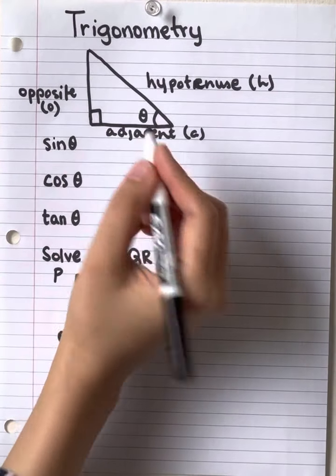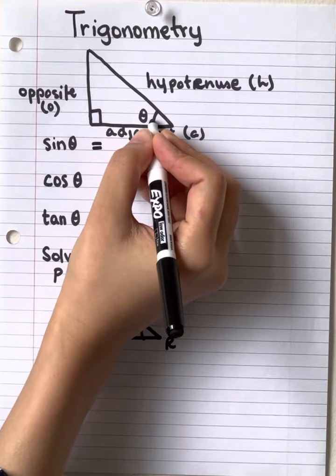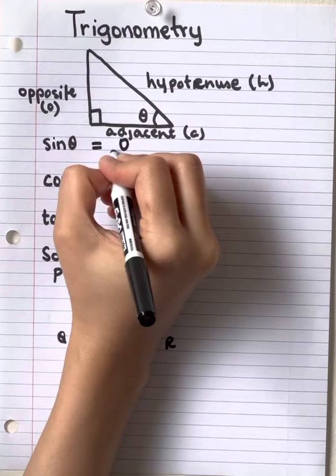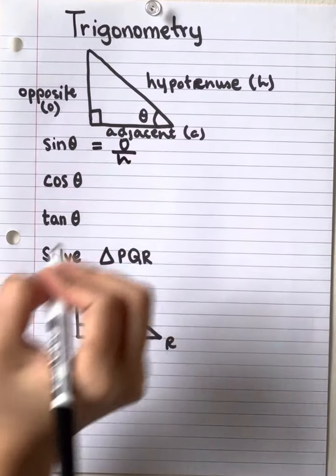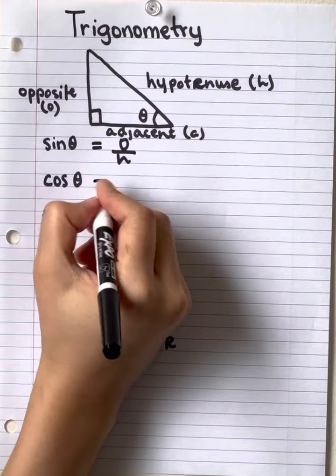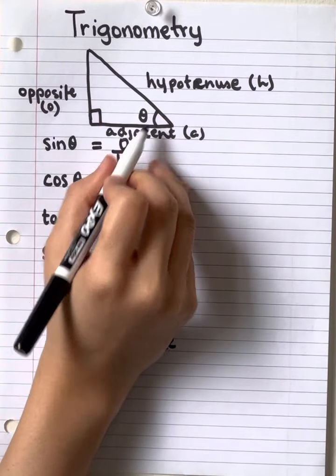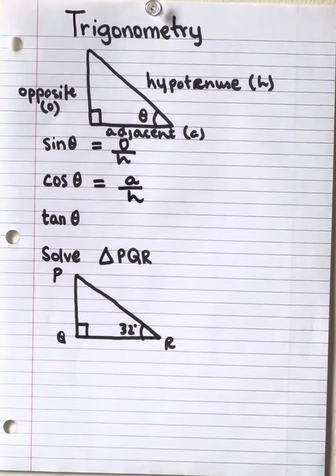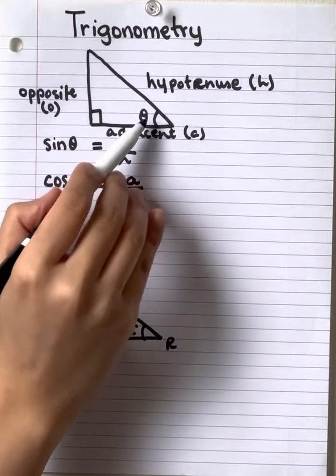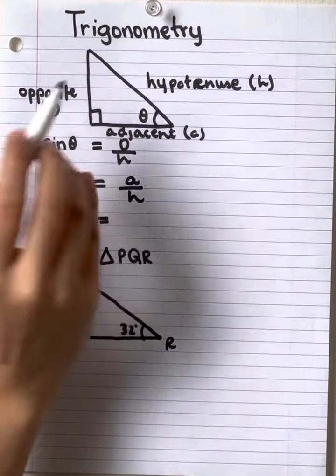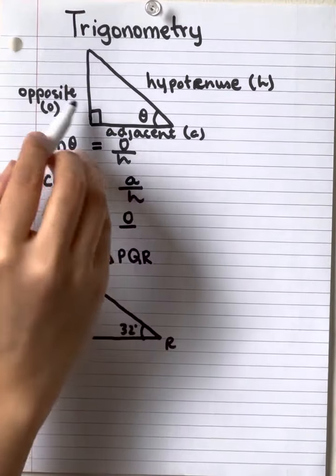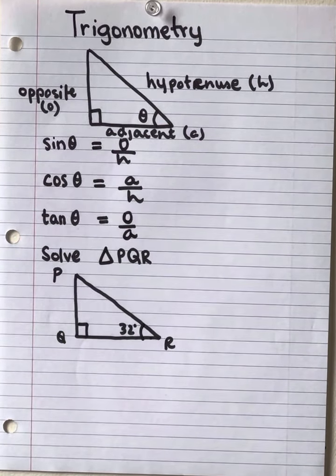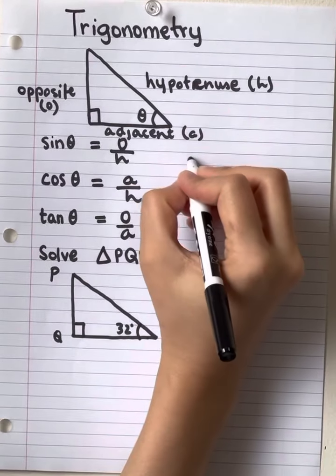So sine theta is equal to opposite, O over hypotenuse, which is H. And cosine theta is going to be adjacent over hypotenuse. And tangent theta is going to be opposite over adjacent.